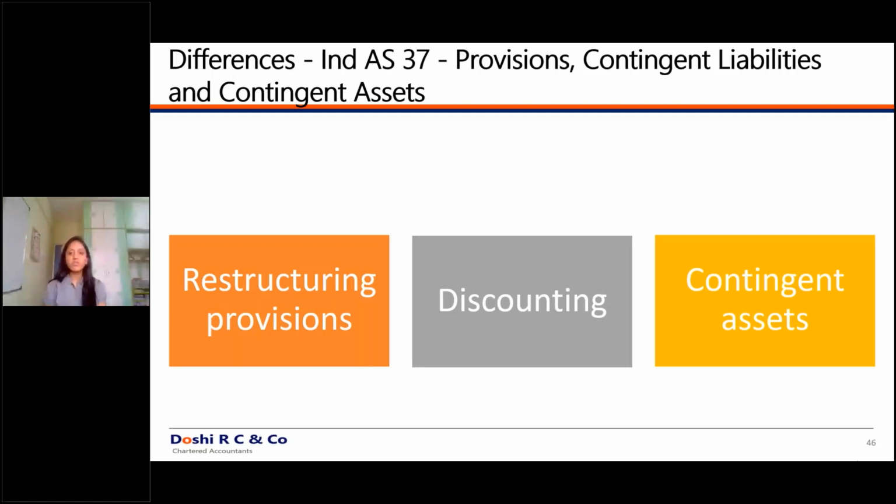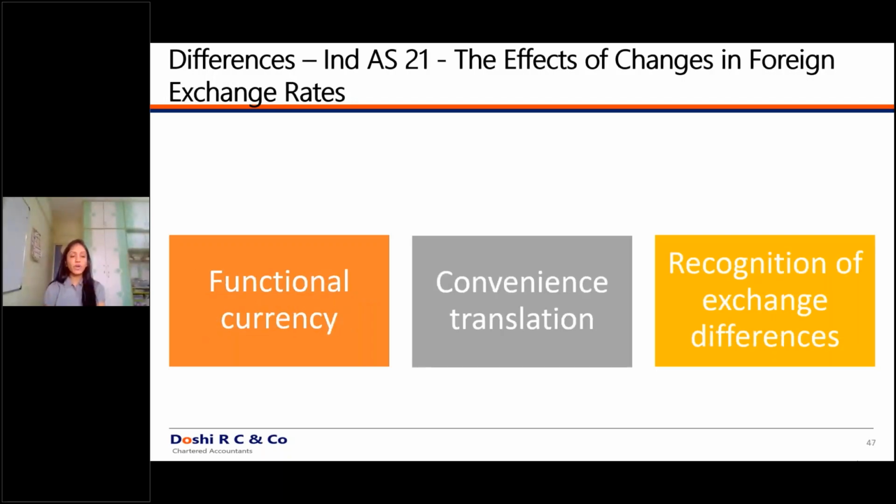The third difference is contingent assets. In case of contingent assets, the standard says that if it is virtually certain that the asset will be recoverable, then you recognize the contingent asset. If it is probable that the contingent asset will be recoverable, in such cases you give a disclosure in your notes to the financial statements. This is a difference from Indian GAAP. In Indian GAAP, you do not disclose contingent assets; you just give it in the director's report or something. This is about the provisions standard. Then you have Ind AS 21.